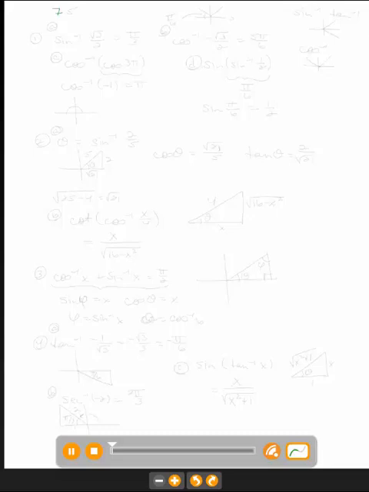Section 7.5, and this is on inverse functions. The beginning of this is not calculus, it's pre-calc or trigonometry. They want to know the arc sine, or the inverse sine, of square root of 3 over 2, so you're asking yourself, what the sine of what angle gives you square root of 3 over 2, and that's pi over 3.